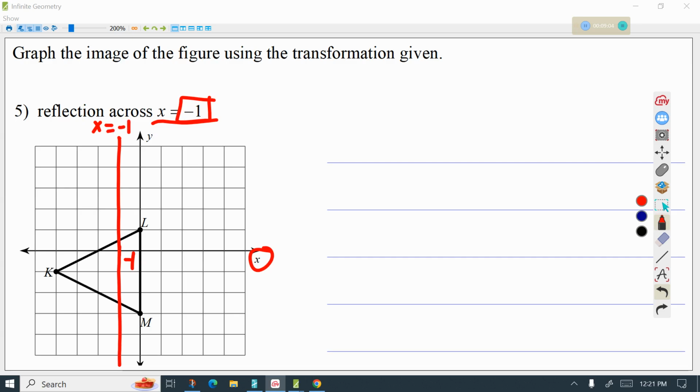So I want to reflect the points from the right side to the left side, and from the left side, they got to go to the right. So L is 1 away, so I go another 1 point away and call that L prime. M is also 1 away, so I go another 1 away and call that M prime. But K is on the left, so I got to count 3 steps this way and go another 3, and then call that K prime. So now if I just connect my points, okay, I've connected the triangles that I needed.